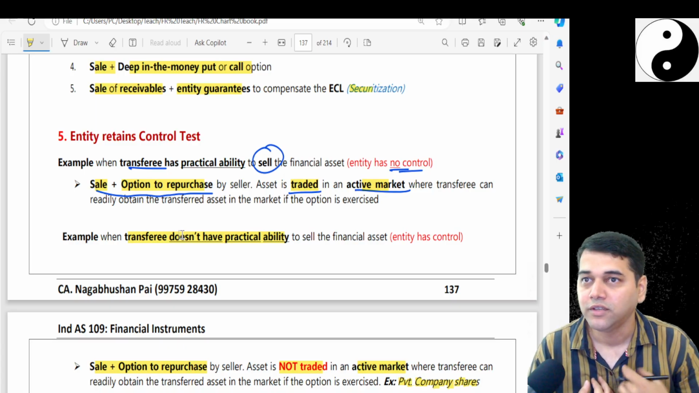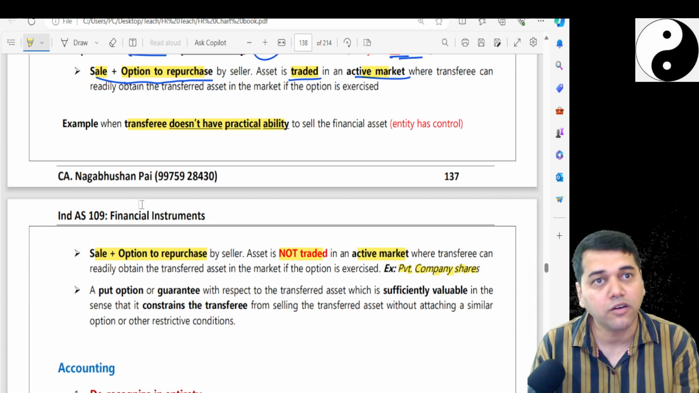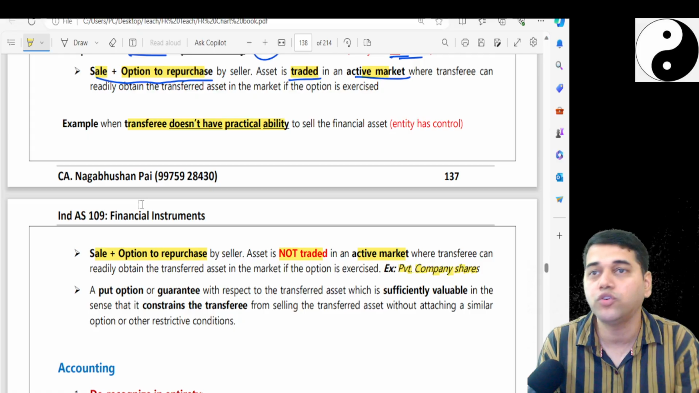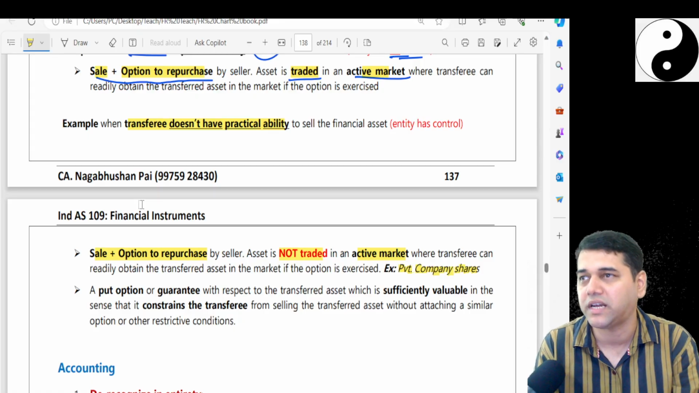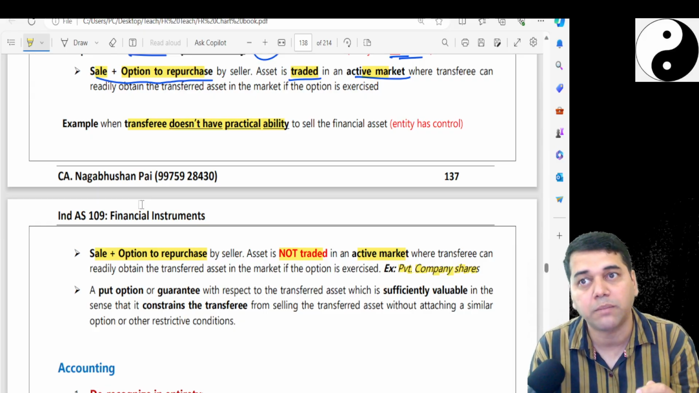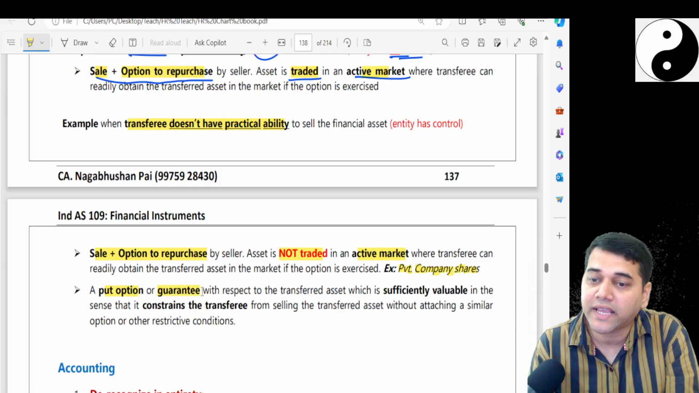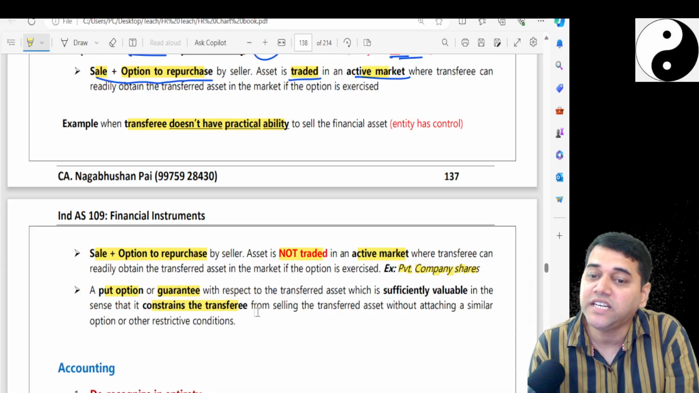Understood, no? So, this is the case. These are all the tests. Again, right now at the final level, we need not go that much deep because questions have not been asked. But just know that there is such a deep test which is supposed to happen in real life. And if it passes, okay, put option or a guarantee, but there is a constraint for the transferee from selling the asset without attaching similar.